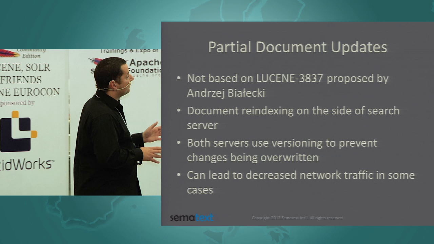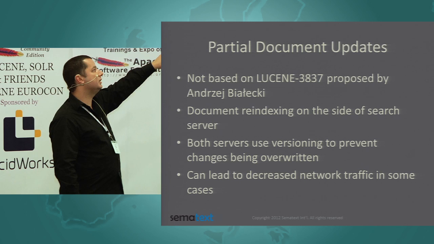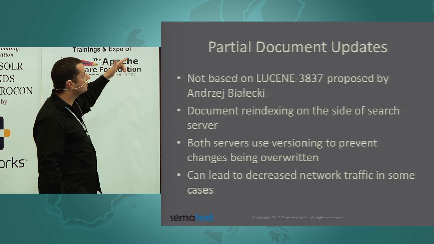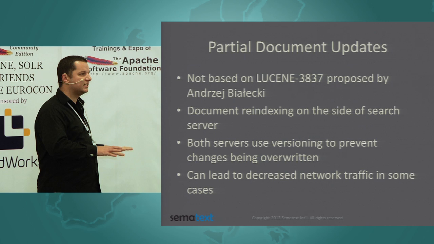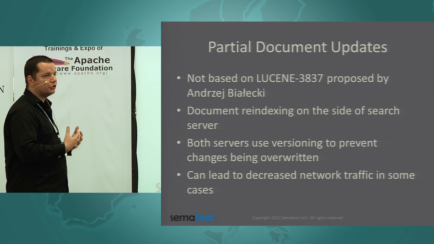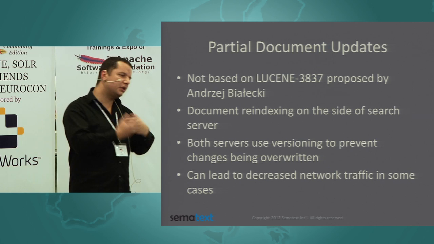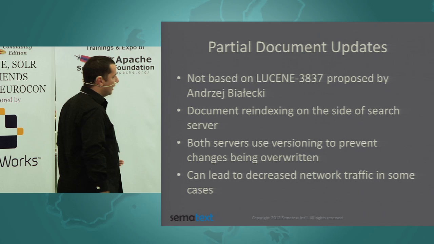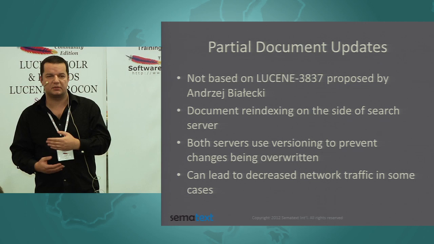Both search servers provide partial document updates. They are not based on the LUCENE-3837 Jira issue, which was proposed by Andrzej. What it does is actually it requires a stored field, the source in Elasticsearch, and it just gets the original document, applies all the changes that are needed, and reindexes the document. Both servers can use versioning to prevent changes being overwritten. And of course, it leads to decreased traffic over your network. So if you have multiple updates and you need that, it's fine to use it.